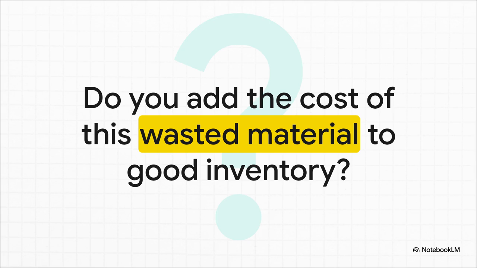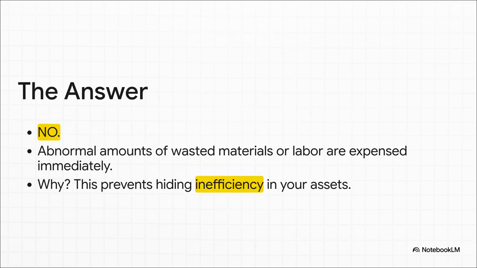As the accountant, do you take the cost of all that wasted stuff and just roll it into the cost of the inventory that actually made it through? What's the right call? The answer is a hard no. A big fat expense it immediately. You see, IAS 2 is super clear on this. Any abnormal waste, materials, labor, whatever, hits the income statement right away. And the logic behind this is so important. You can't hide your company's screw-ups inside your assets. That's just bad accounting, plain and simple. It would make your inventory look more valuable than it really is.